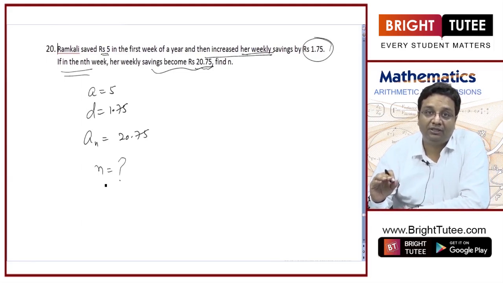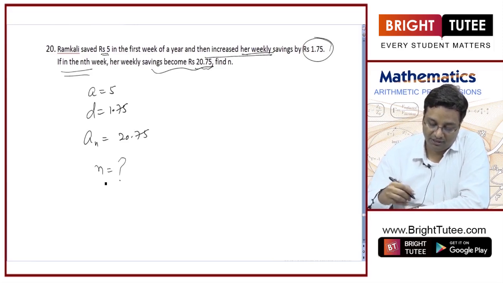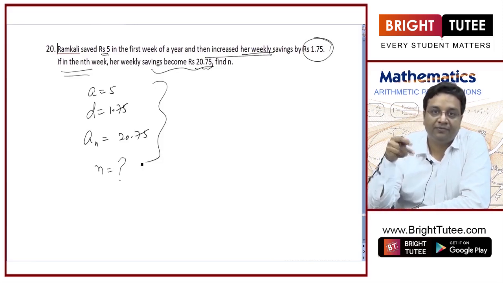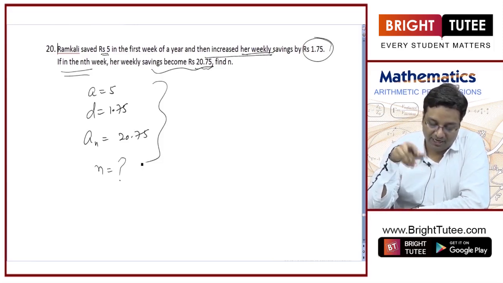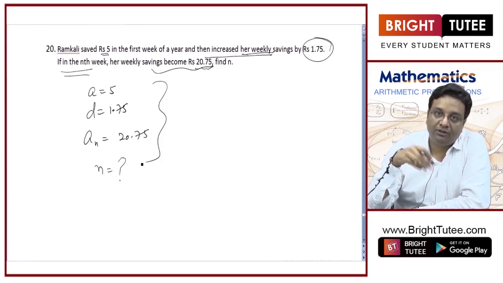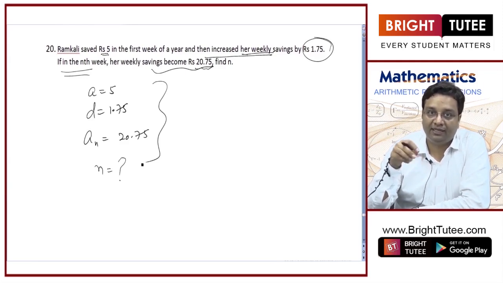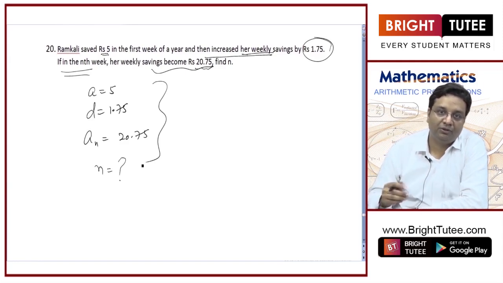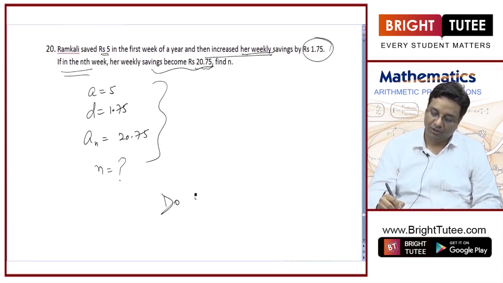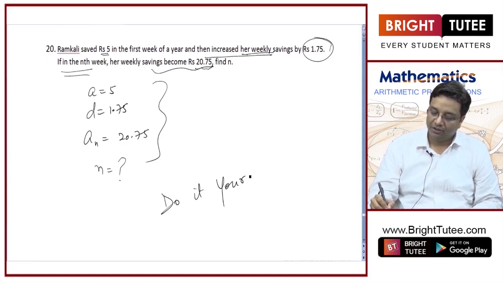I want you to do it yourself because we did just the same question, question number 19. So what you need to do is you just need to write the formula for AN and then plug the values of A and D and AN and you will find N, right? So this is about this question. I want you to do it yourself.